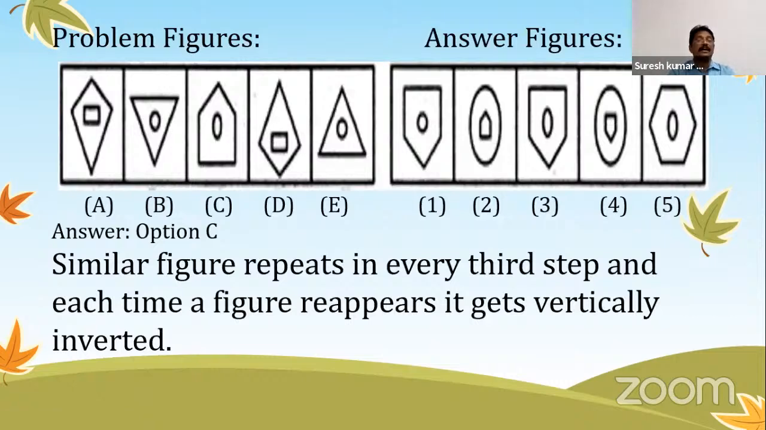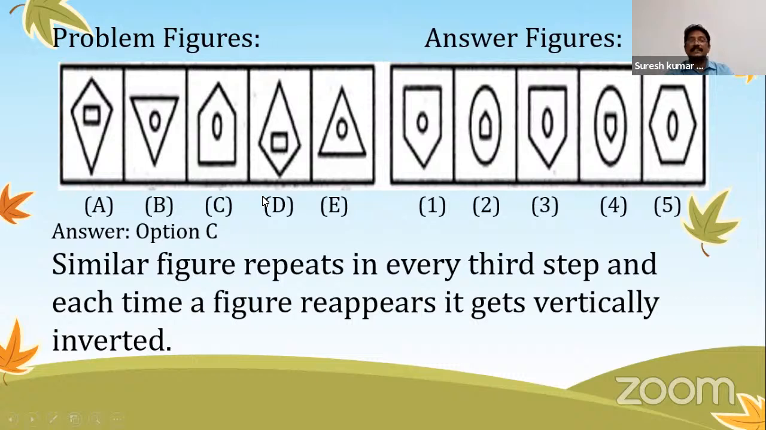Very clear. Similar figures repeat every third step, and each time a figure reappears, it gets vertically inverted. Now see, this is a pentagon, square, triangle, circle, pentagon, circle. Correct? This one is inverted here. This was inverted, and this was inverted. Obviously, this should be inverted. So this should be inverted or not? Very clear. So it is inverted.